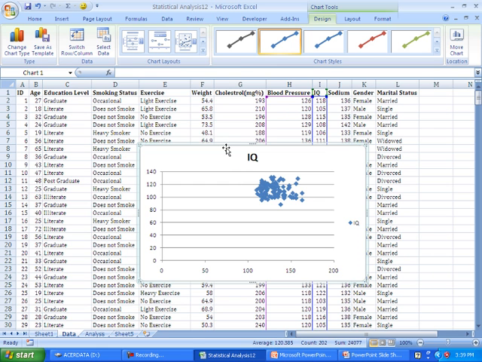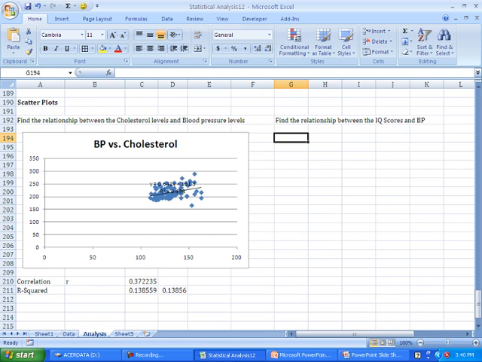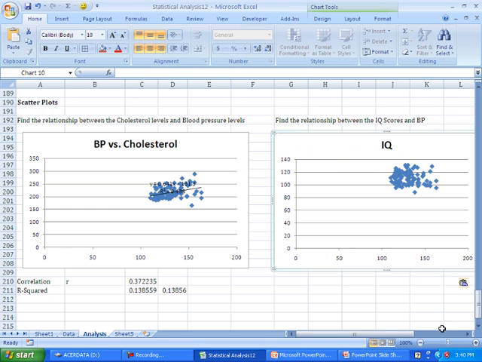I can copy, cut, take it to my analysis sheet, wherever I want my graph to be presented. So this is the chart between the IQ levels and blood pressure levels.